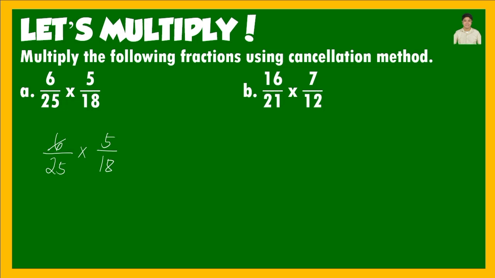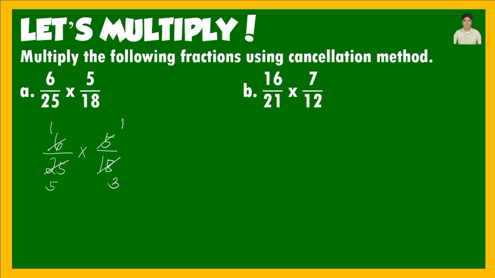So 6 divided by 6, we have 1. So i-cross out natin siya, slash, and then lagay natin yung quotient sa itaas. And then 18 divided by 6, the answer is 3. Sa ibaba naman siya. Next, pwede rin ba ang 5 and 25? Yes, meron silang common factor or greatest common factor which is 5. So 5 divided by 5 will have 1. And then 25 divided by 5 will have 5.